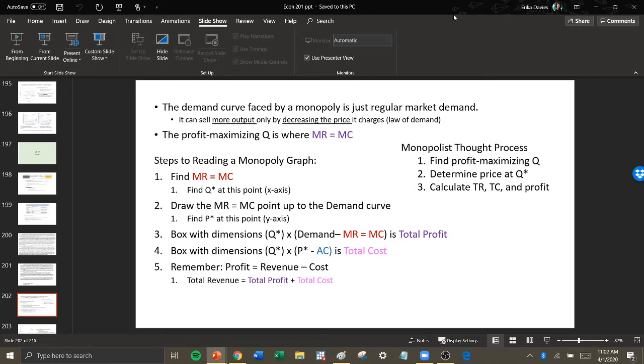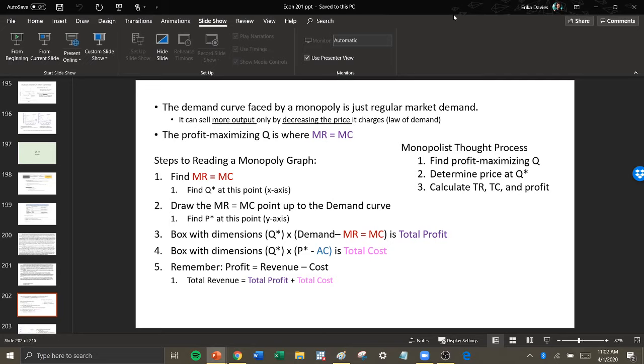On this side of the spectrum, on the monopoly side, the demand curve faced by a monopoly is just regular market demand. It can sell more output only by decreasing the price it charges. And obviously, we can throw some elasticity into this.